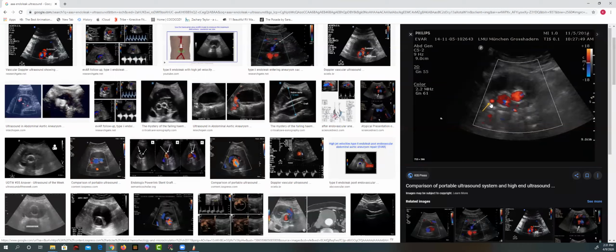You can see that this is probably a type 2. It looks like this blood is coming in from the side here, so probably a lumbar artery over here.